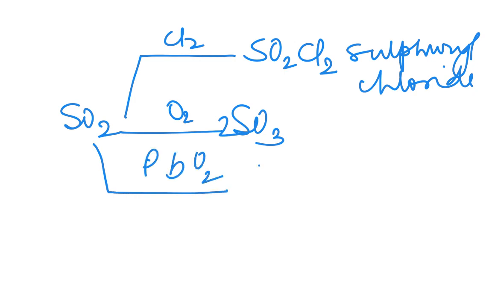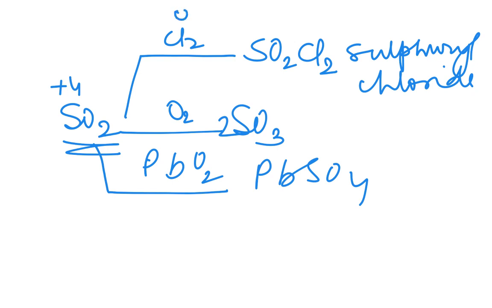Then with PbO2 it forms PbSO4, a white precipitate. So it acts as a reducing agent here. You can just check it. This chlorine has how many? Zero oxidation state, it goes to -1. And sulfur goes to S plus 6. So you can understand what is happening in the reactions.